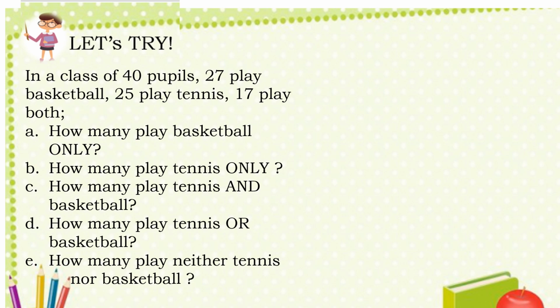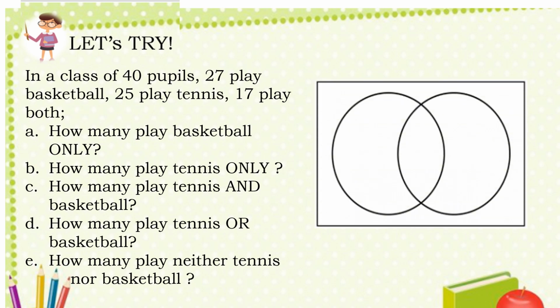So, the first thing that we need to do is to construct a two-set Venn diagram, since we have two variables involved in the given problem. So, what are those? We have the basketball and the tennis. We need to write it on the circle.